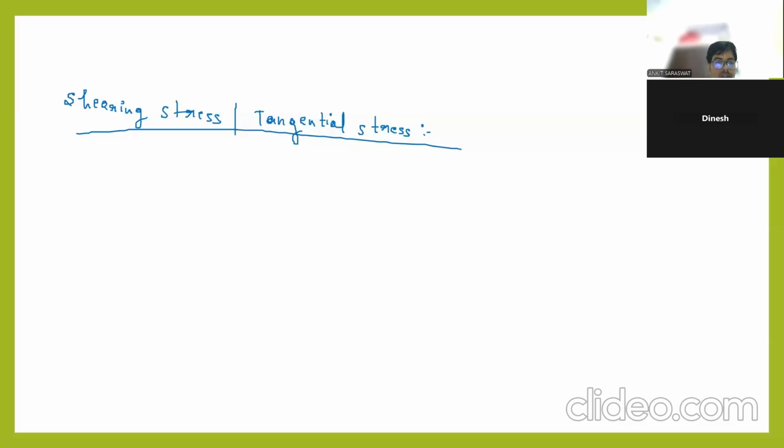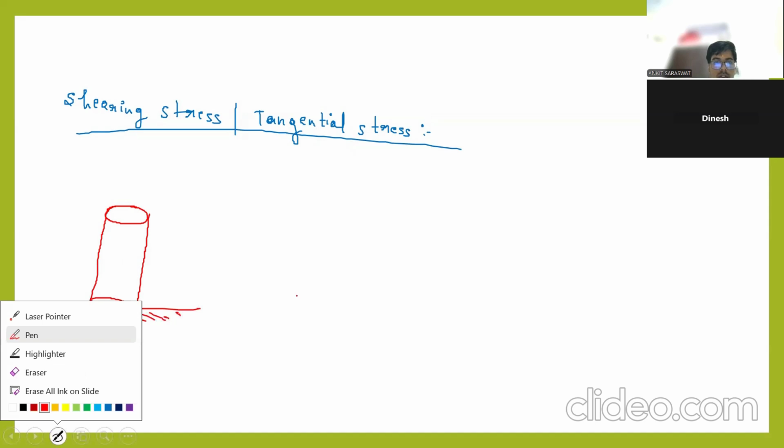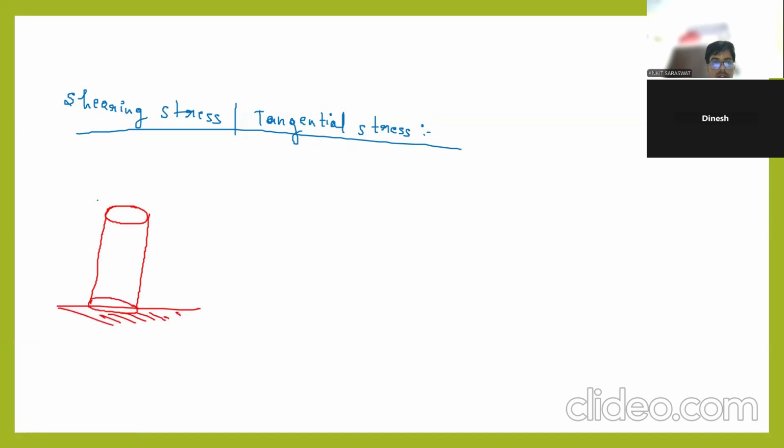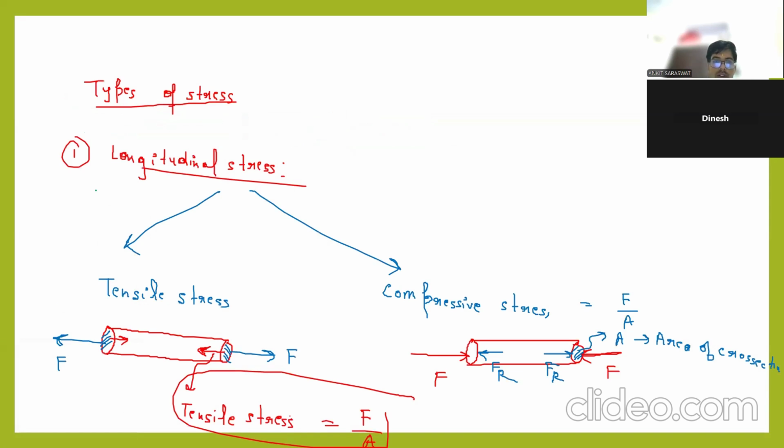Shearing stress, tangential stress. What is that? Simply when you are applying a force tangentially, parallel to the surface. This is the surface, for example, a cylinder whose bottom is fixed. Here, is it longitudinal stress or the next type of stress? Longitudinal is the previous one. This is longitudinal when you are applying a force parallel to the axis of the cylinder. You can check the axis. Then we say longitudinal stress.